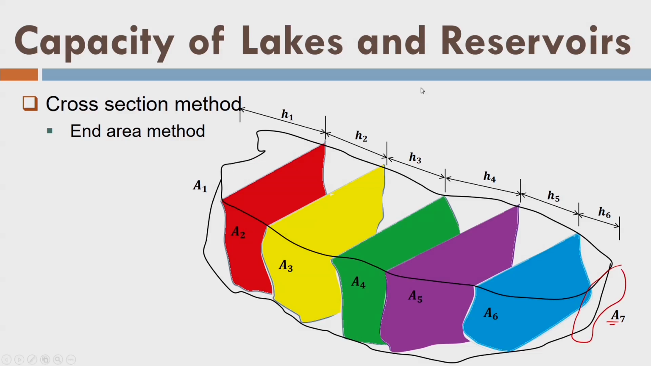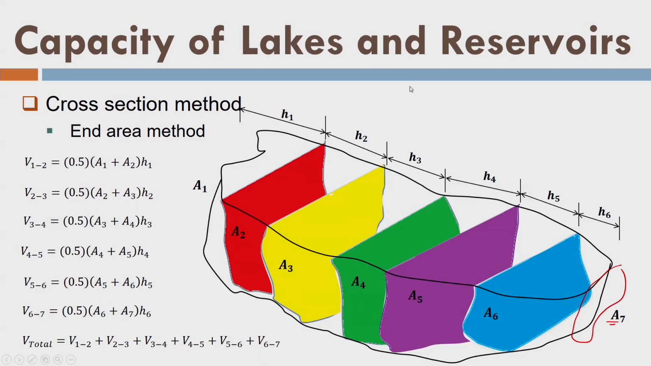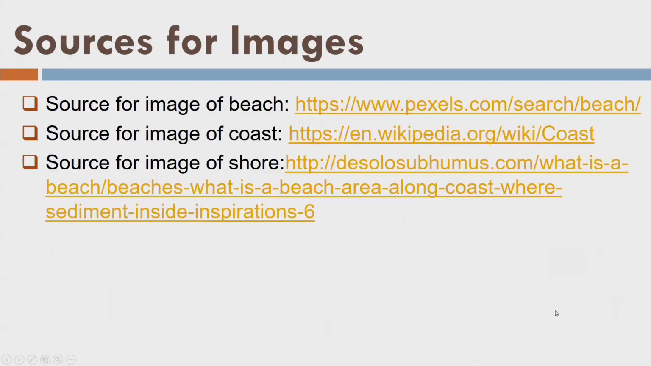So what are the formulas now? These are the formulas by the end area method. That means I take the average of the two areas, let us say A1 and A2, and then multiply by this height, or distance, H1. Similarly, I will repeat the whole process, and finally I get the total volume of the water by summation. This is the end area method for the cross section method. We have taken some of the images from some sources.